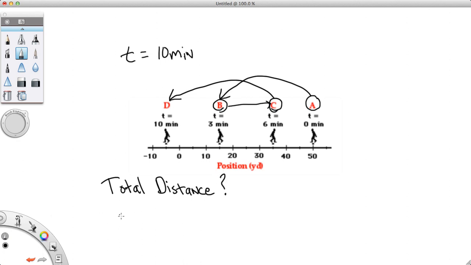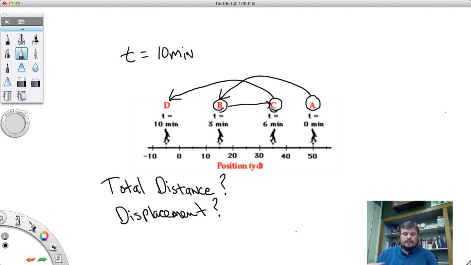Then I'd also like you to calculate the displacement. Remember, the displacement is how much the object has changed from the original position. So spend some time, a couple minutes, calculating both of those. Alright, let's go ahead and spend some time calculating this together. So we're going to start with the total distance first. Okay, so let's calculate that.